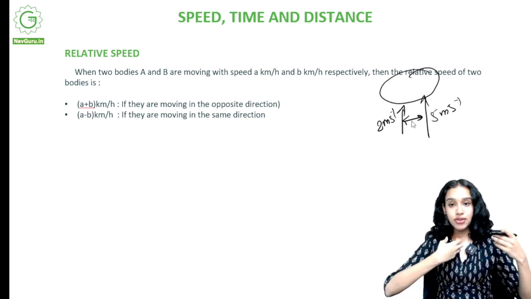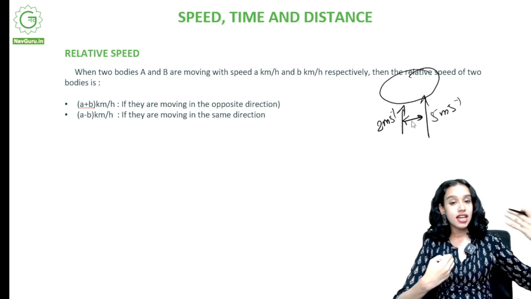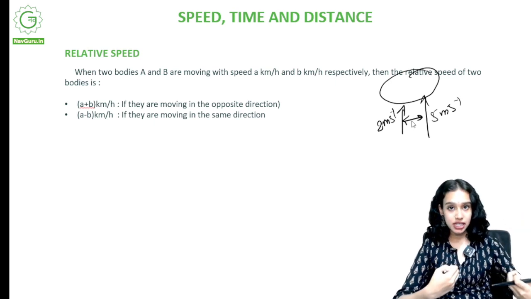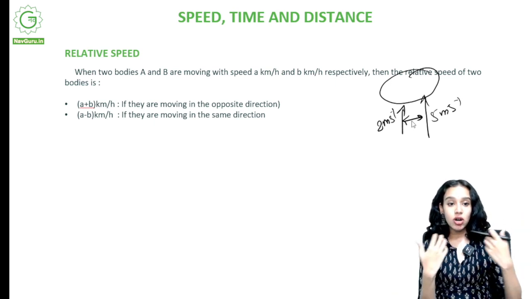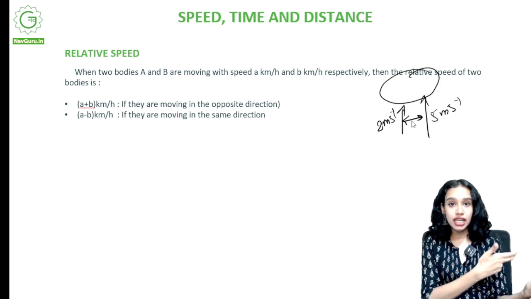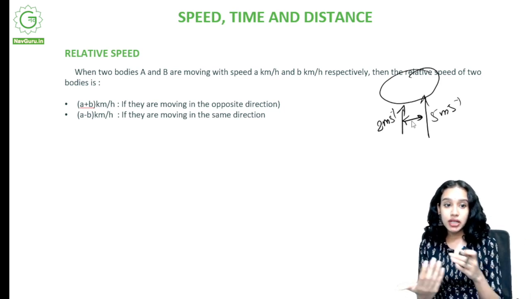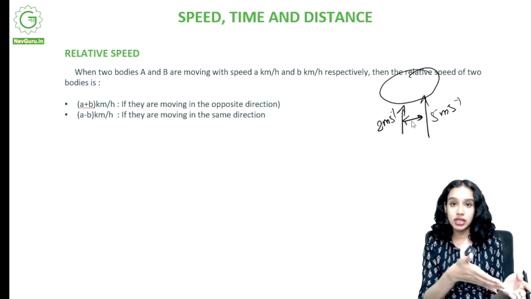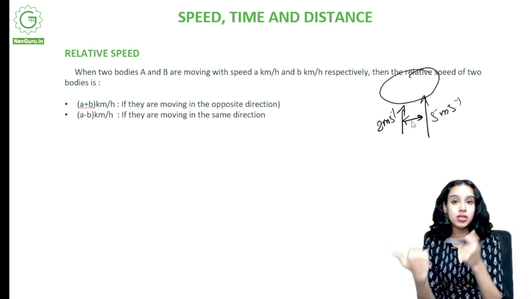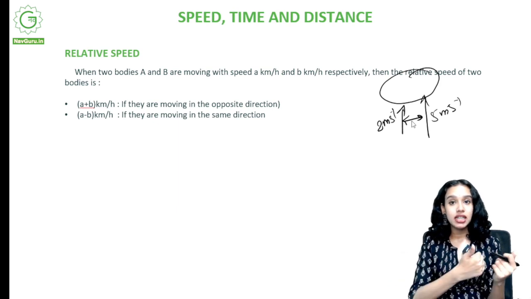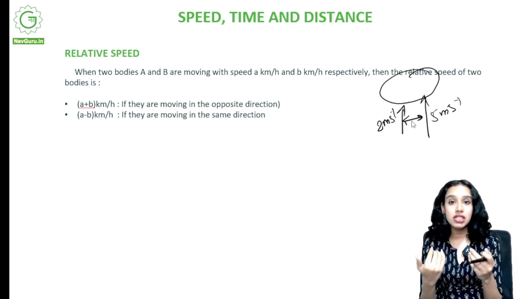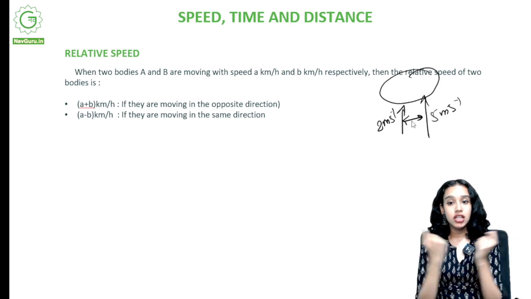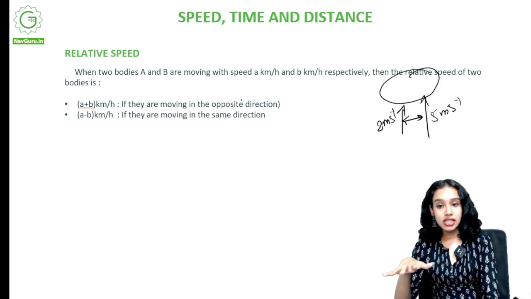Because now if I'm moving in 2 meter per second and the other person is moving in 5 meter per second, the relative speed, or I would see that person moving in what speed? I would see them moving in 3 meter per second. Why? It's the difference between them. Okay. Now that person would see me moving in what speed? Again, 3 meter per second in the opposite direction, right? So if we are moving in the same direction, it would be a minus b kilometer per hour.